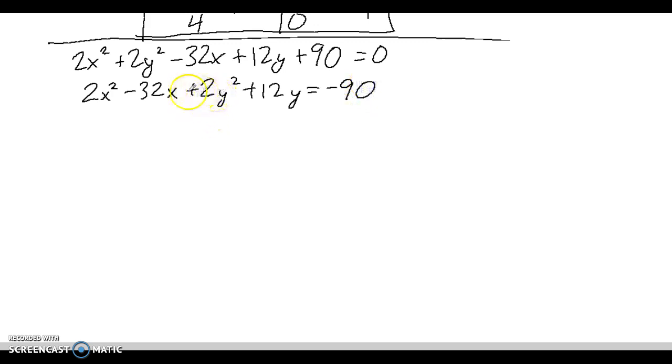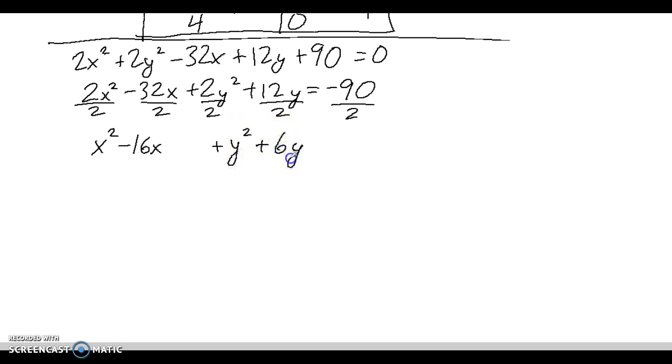Again, we need to have 1's here, but this time, since 2 and 2 are the same thing, I can go ahead and divide the entire equation by 2. So I can divide each term by 2, which will leave me with x squared minus 16x, leave some space, plus y squared plus 6y, leave some space, is equal to -45.